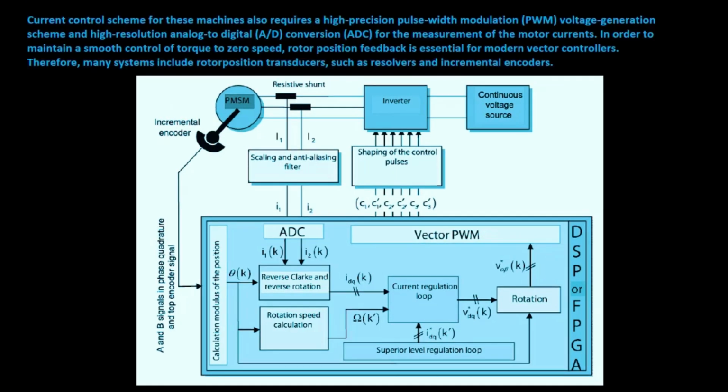The current control scheme for these machines also requires a high-precision pulse width modulation voltage generation scheme, and high-resolution analog-to-digital conversion, ADC, for the measurement of the motor currents. In order to maintain smooth control of torque to zero speed, rotor position feedback is essential for modern vector controllers. Therefore, many systems include rotor position transducers such as resolvers and incremental encoders.